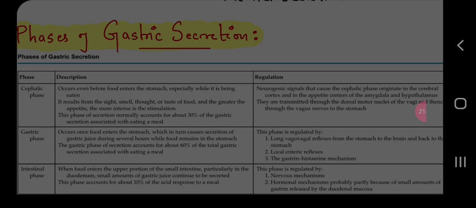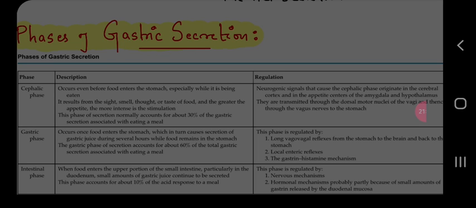It in turn causes secretion of gastric juice for several hours while food remains in the stomach. The gastric phase accounts for about 60% of the total gastric secretion associated with eating a meal. This phase is regulated by long vasovagal reflexes from the stomach to the brain and back to the stomach, local enteric reflexes, and the gastric histamine mechanism.